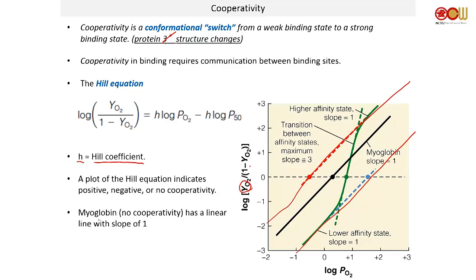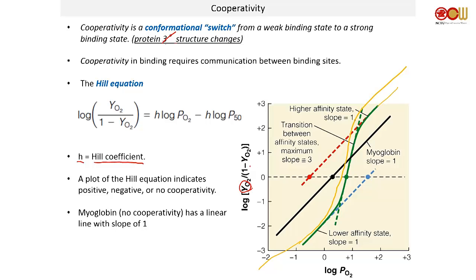Here, it says that myoglobin has no cooperativity and therefore is a linear line with a slope of 1. But in the case of hemoglobin, what you can see is that it's not a linear line. It changed. You had a translation upwards. But what you can see is that towards the end, the slope is still equal to 1.